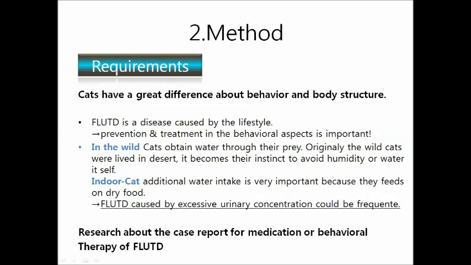Cats in the wild obtain water from their prey, blood, and body fluid. Originally, wild cats' habitats are located in deserts, so the cats avoid moisture. Indoor cats need more water because their food is dry, but the amount of water intake has not changed. And this could develop into FLUTD because of excessive urinary concentration.